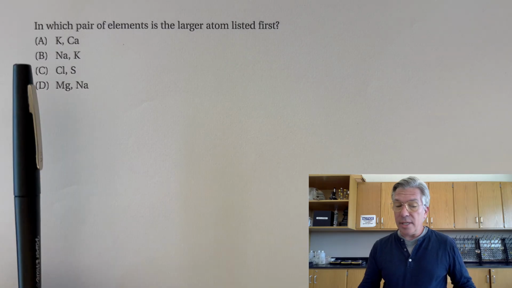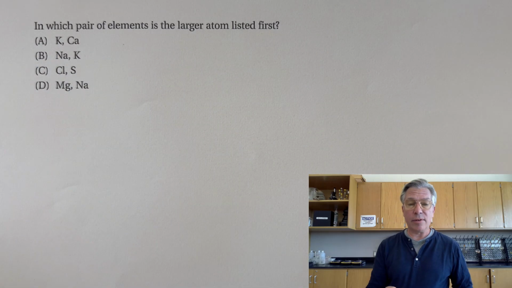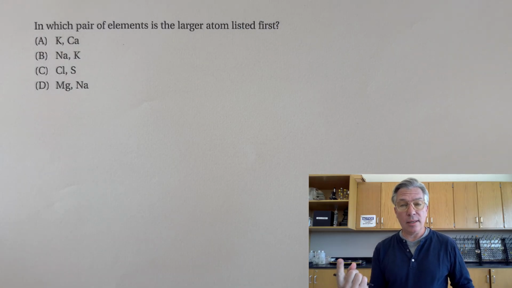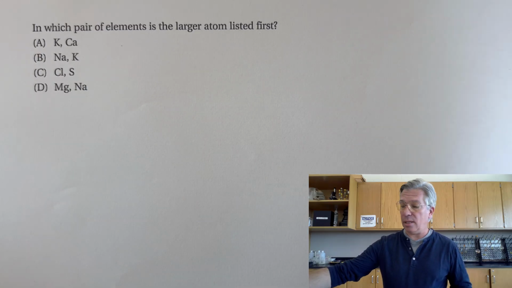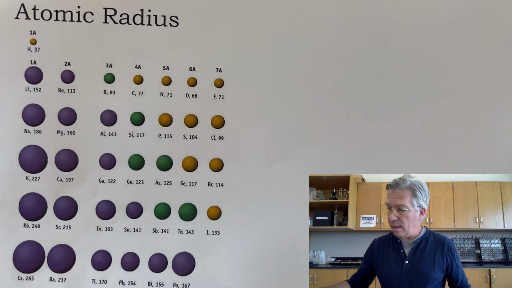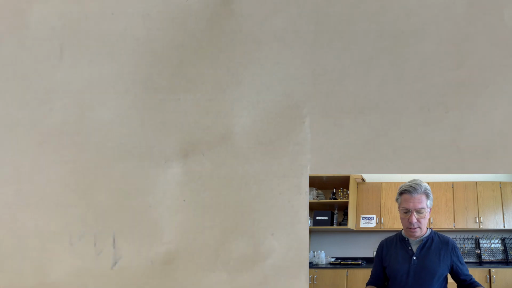And if you chose A right off the bat, then perfect, because potassium is just to the left of calcium. Calcium is farther to the right. Calcium has one more proton than potassium does, so it pulls its energy levels in a little bit smaller, a little closer, and we can double check that. There's potassium, there's calcium. All right.